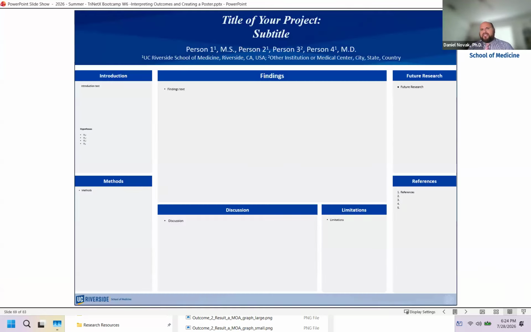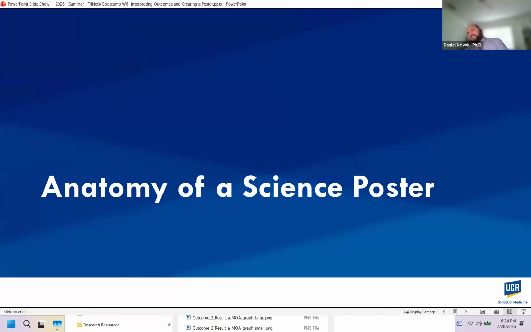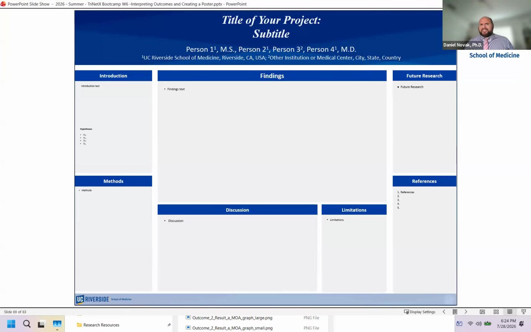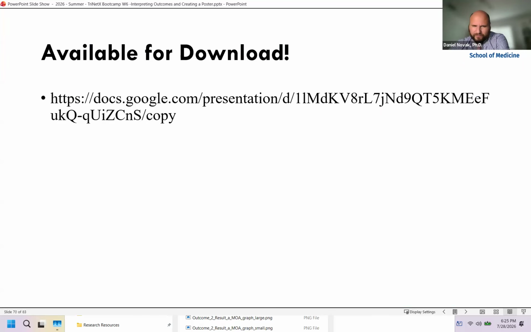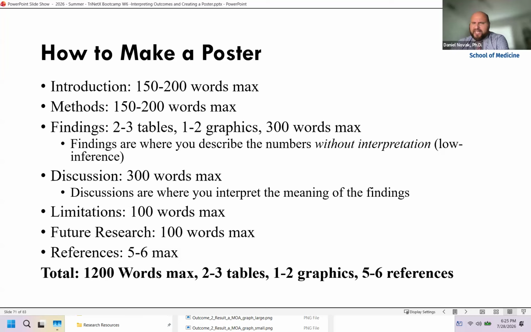Okay, I'm going to dovetail back a little bit to the anatomy of a science poster because you yourself may want to make a poster someday. So let's talk about how a good one's put together. Well, this is the template that I give our students. Pretty straightforward, right? You've got your introduction, your methods, your findings, discussions, limitations, future research, and references. I even have an area now where we make the discussion bigger and we make the references smaller because using QR codes for references is a good idea.